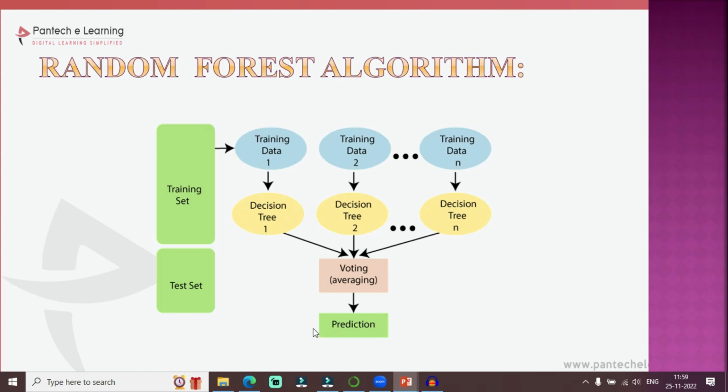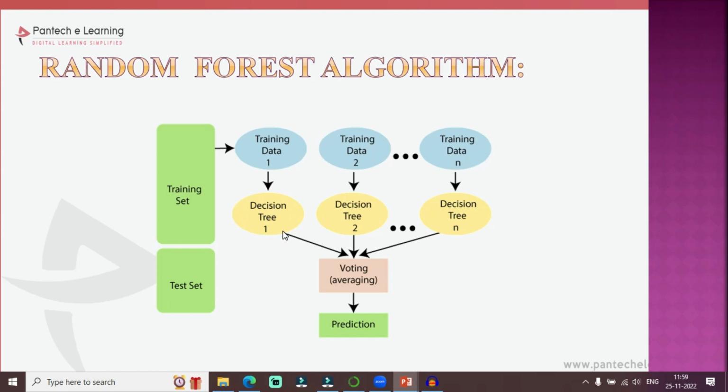Clear with this? So this is what is called the random forest algorithm. I have this training data set. So this is my training set. From here it goes here. So training data 1, training data 2, up to training data n. And then it is given to different decision trees, for example, decision tree 1.